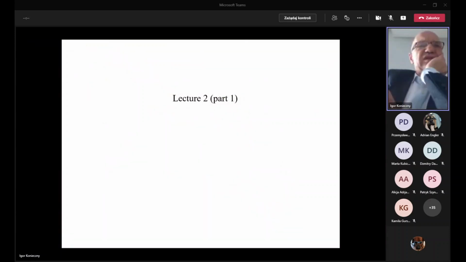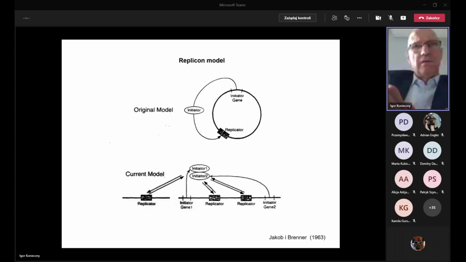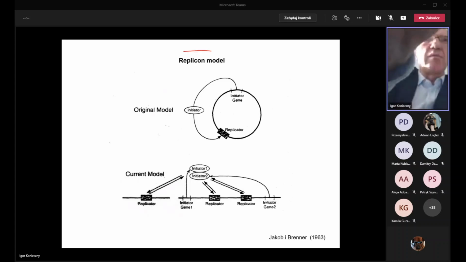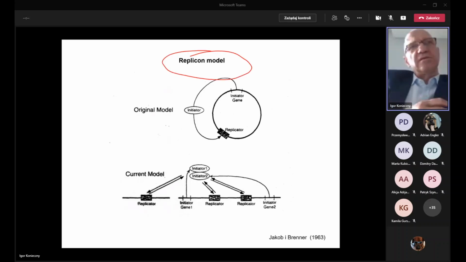Okay, I think we can start. So today we are going to talk about the replicon model, okay? This is the concept we discussed during the last lecture.